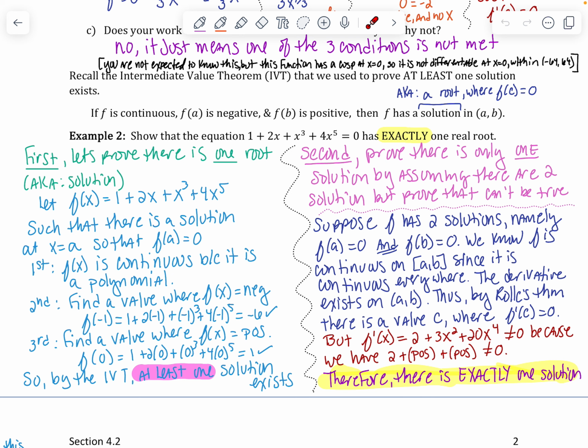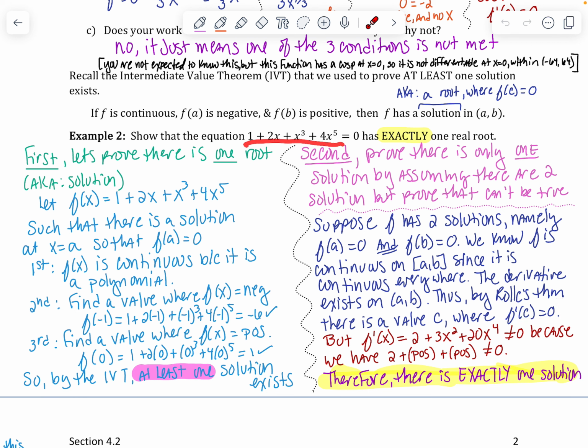We know that the interval from a to b is continuous because we're still working with a polynomial. Our whole function was continuous everywhere. And our original function was differentiable, so obviously a subset region of that function will be differentiable. So by Rolle's theorem, there has to be some value c such that the derivative equals 0.